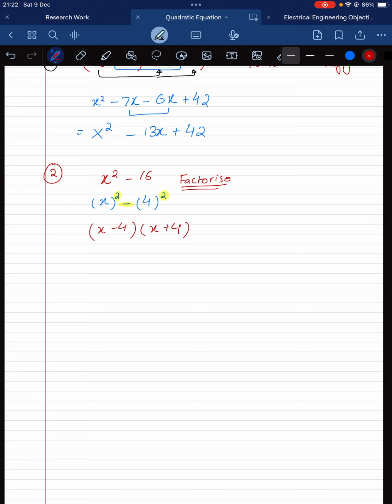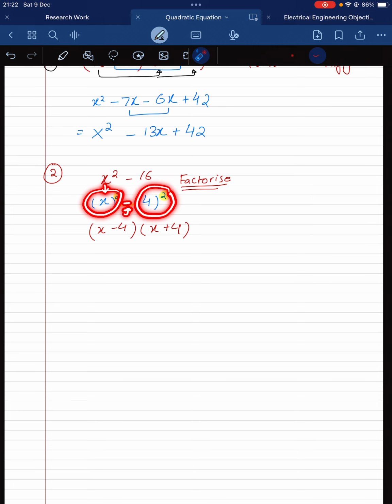How can we identify this question? This is the simple rule. If the first number can be written as a square and the second number can also be written as a square, and in between they must have the minus, then you can write it one time as positive and one time as negative. If they don't have the minus between them, then you cannot apply this identity.